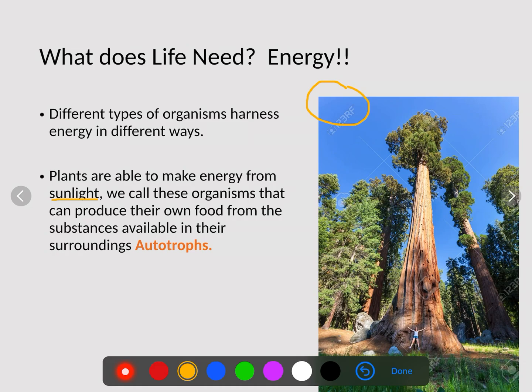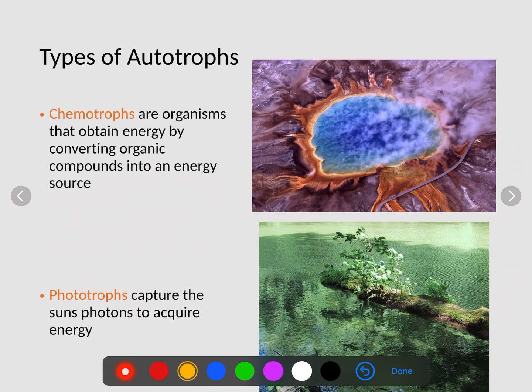So what happens is the sunshine strikes this plant right here, and this allows that plant to make energy. Examples of other things besides trees and plants are algae and even some bacteria, which are able to make their own energy. Now, there are a couple types of autotrophs. The first one are chemotrophs. The way I always think about chemotrophs, chemo are chemicals. So we're getting our energy from chemicals in the environment.